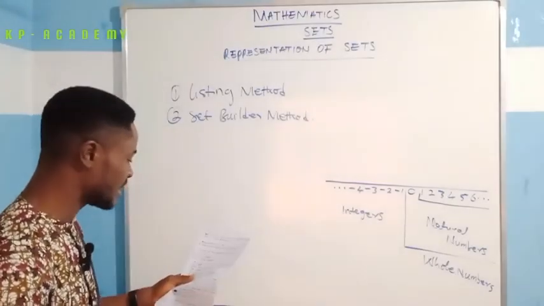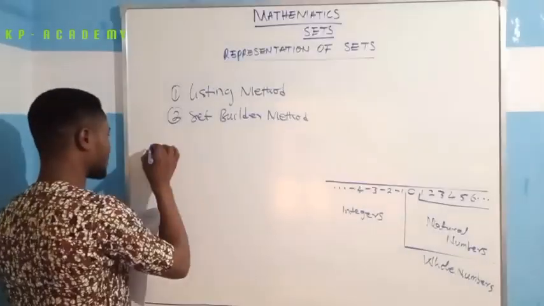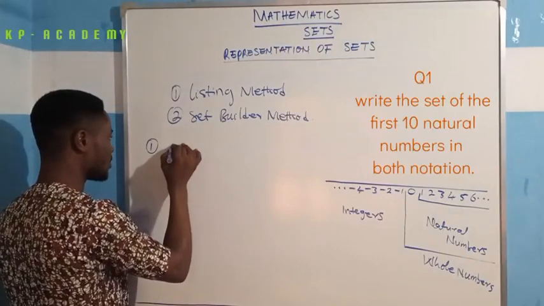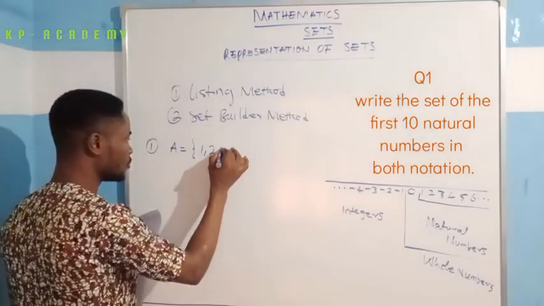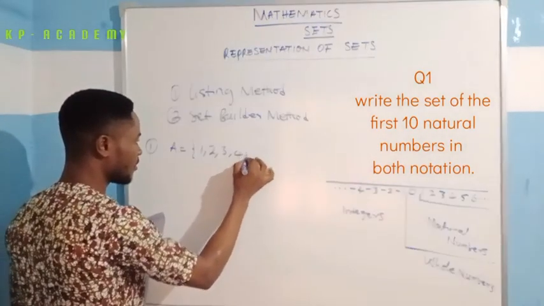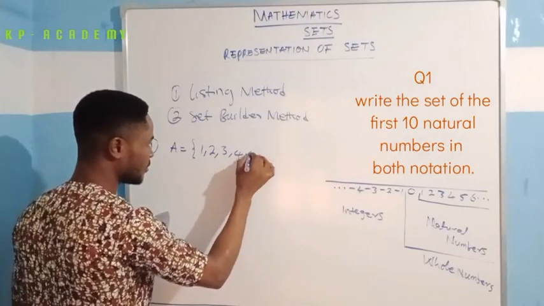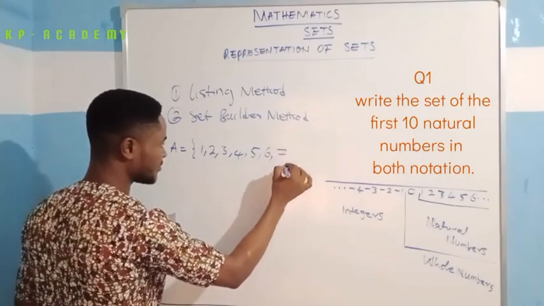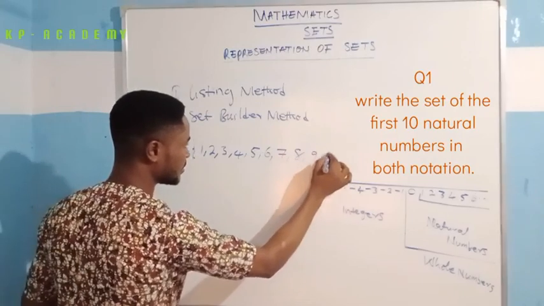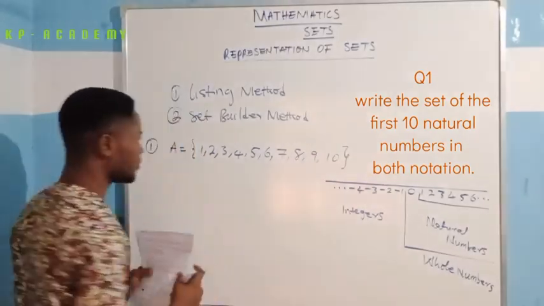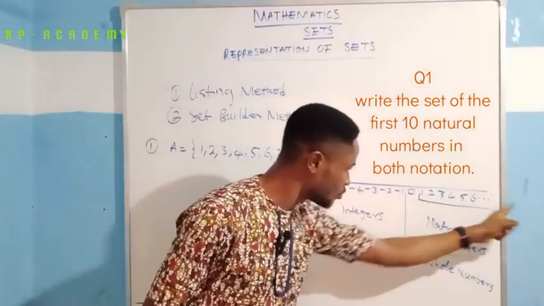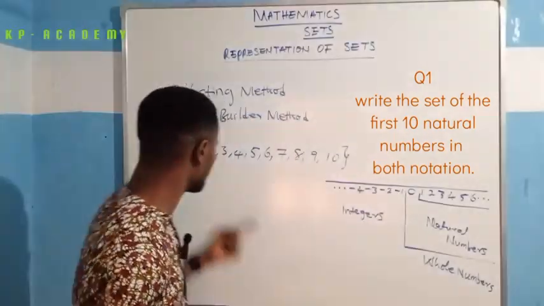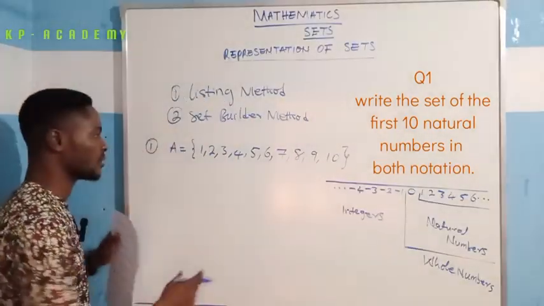Now, back to the question that says that we should write the set of the first 10 natural numbers in both notations. So, we start with number 1. So let that set be called set A, such that it is going to be 1, 2, 3, 4, 5, 6, 7, 8, 9, 10. Okay, so this is the set of the first 10 natural numbers. Since we see that natural numbers range from 1 towards the positive infinity, excluding the 0. So this is the set of the first 10 natural numbers.